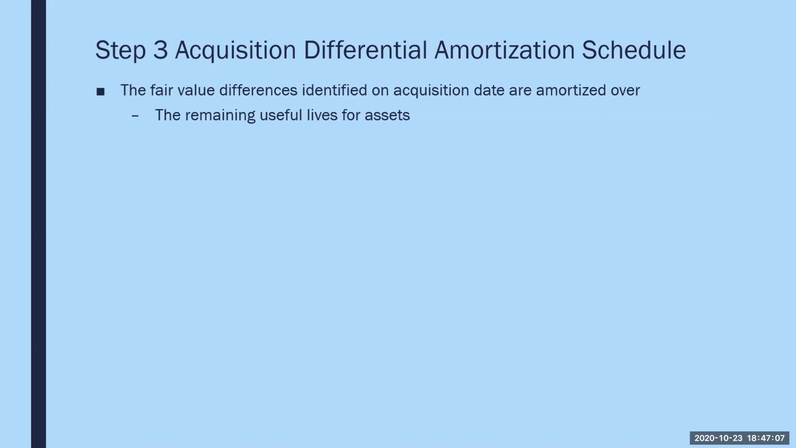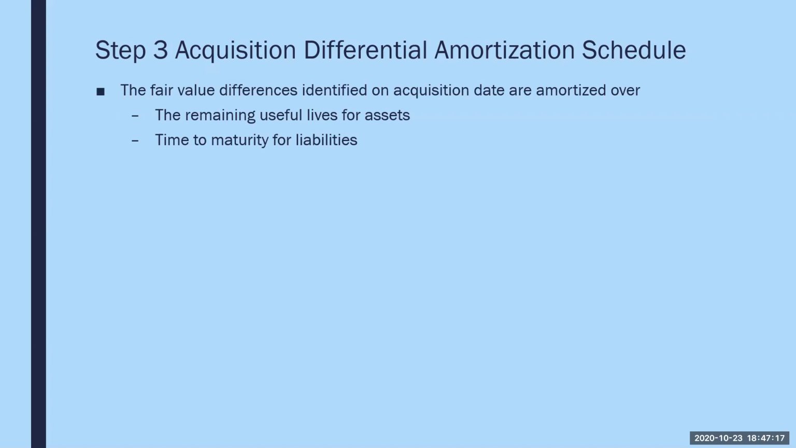Step 3 is the acquisition differential amortization schedule. Now, we've seen a variant of this in topics 4 and 5 when we were dealing with investments in associates and investments in joint ventures. So the idea is that the fair value differences that were identified on the date of acquisition become amortized over time. And that happens over the remaining useful life for assets and the time to maturity for liabilities.